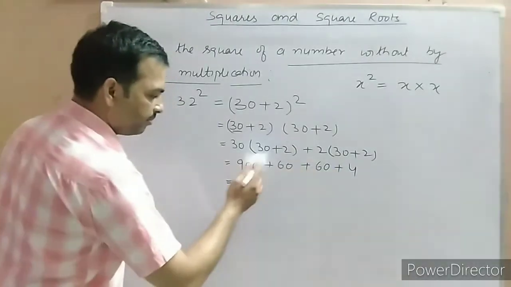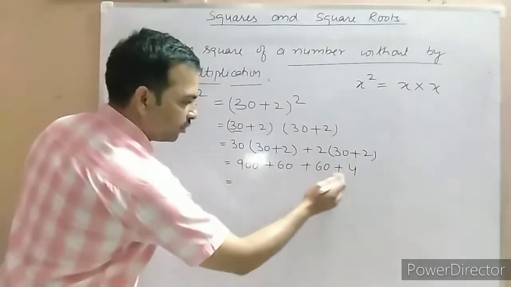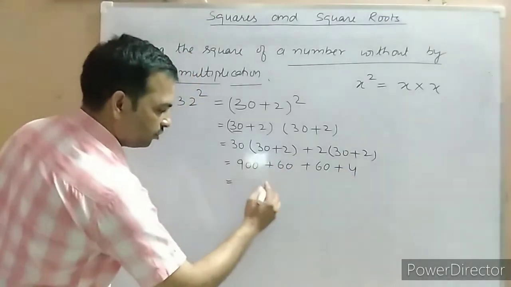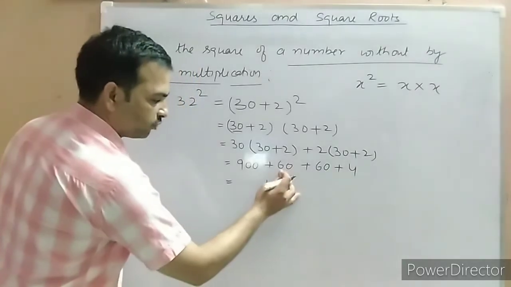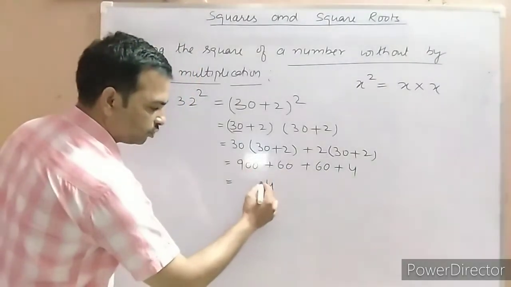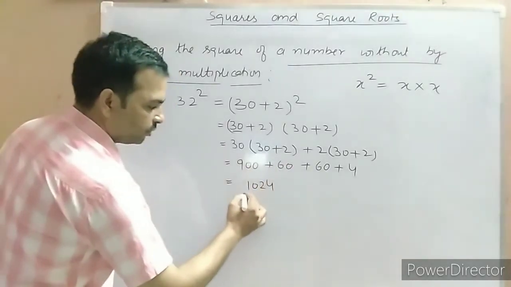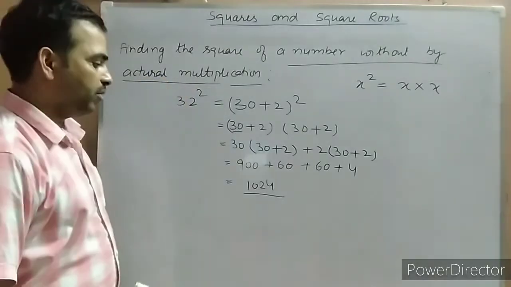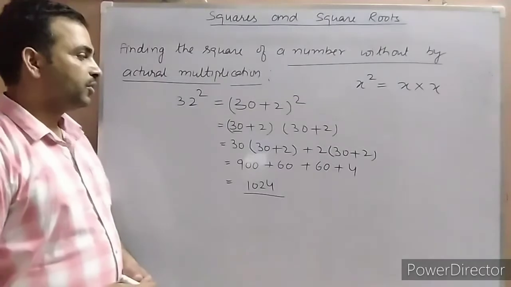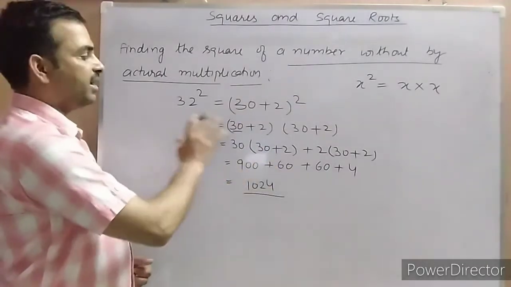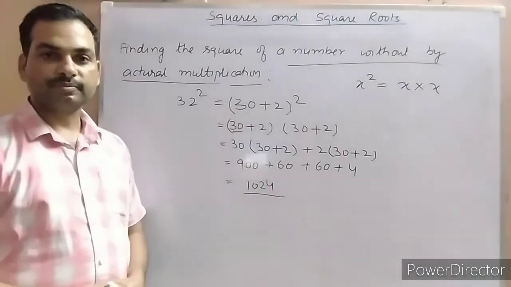Now adding these numbers, we get the square of 32. The unit place is 4. Now the tens place: 6 plus 6 is 12, plus 0. So 12 is 2, carry 1. Now 1 and 9 is 10. So the square of 32 is 1024. Without actual multiplication, we can find the square of any number with this method.